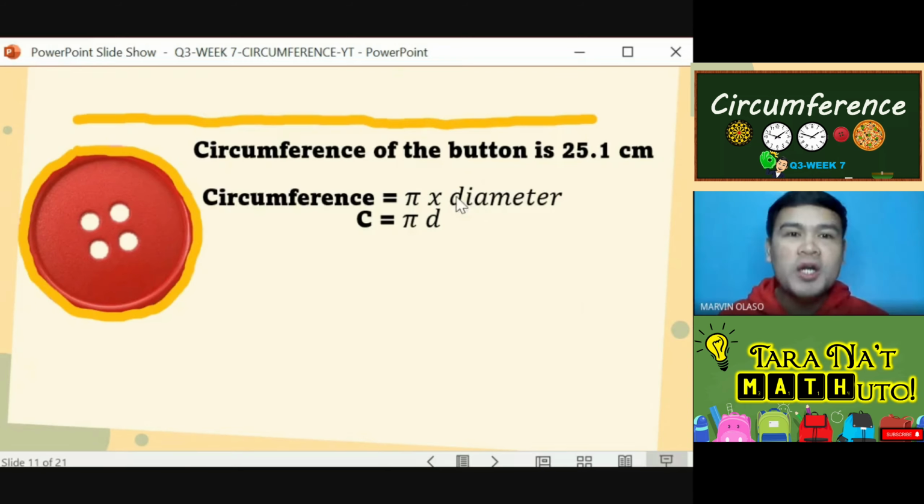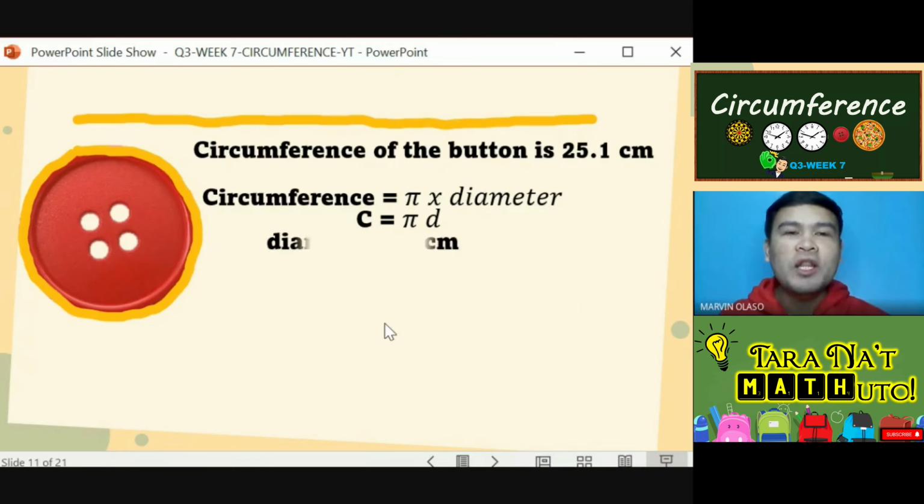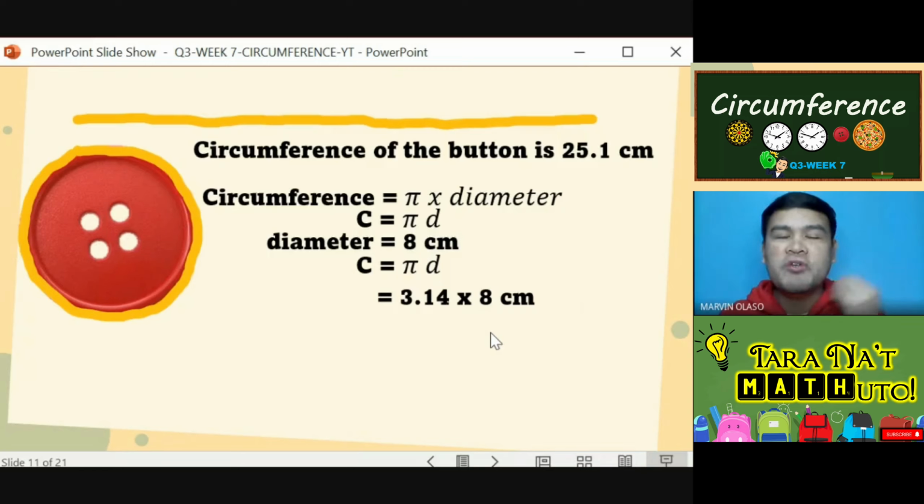So, using a ruler again, let's get the diameter of the button. So, we have 8 centimeters. To use now the formula, C equals pi d, and we have the diameter of 8 centimeters. Let's substitute now the value. C equals pi d. Did you still remember the value of pi, which is equal to 3.14 or 3 and 14 hundredths times the value of the diameter of the button, which is 8 centimeters.